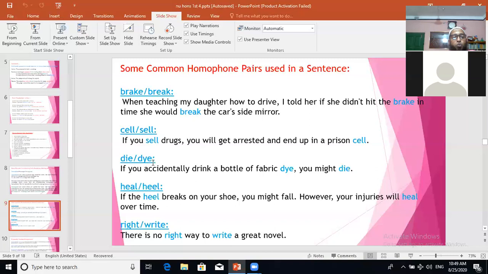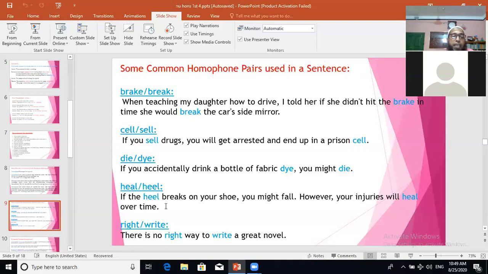Die, dye. There are two words. If you accidentally drink a bottle of fabric dye, you might die. You know the meaning, die means to pass away, to leave this earth forever. And this dye means color, a substance that we use to color our fabric. Fabric means cloth or dress. If you accidentally drink a bottle of fabric dye, you might die. So we like this sentence. When you learn a pair of homophones, you should try to make sentences like this.